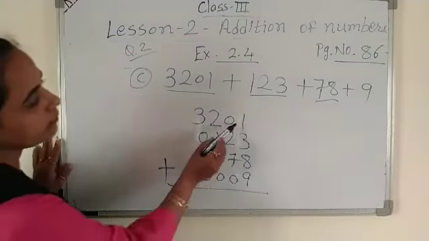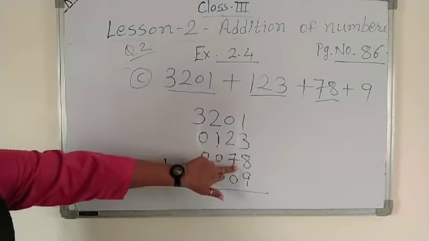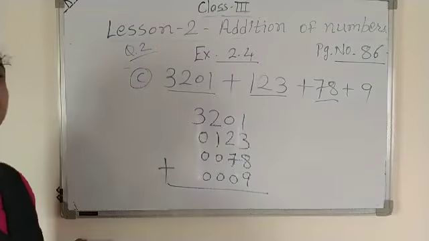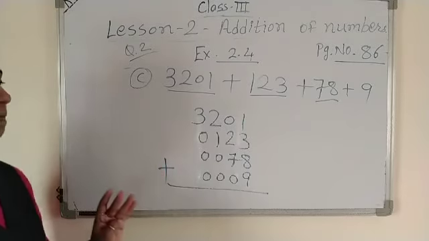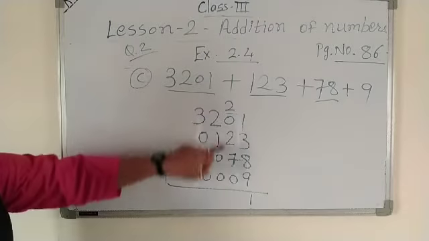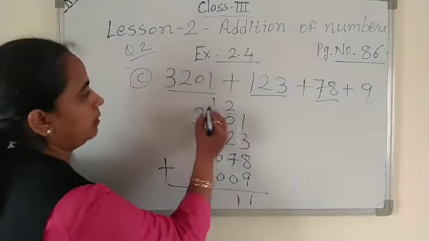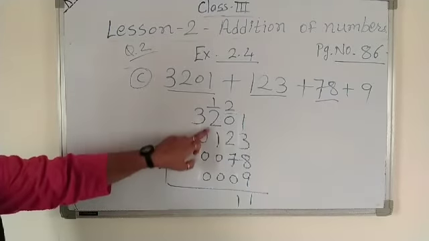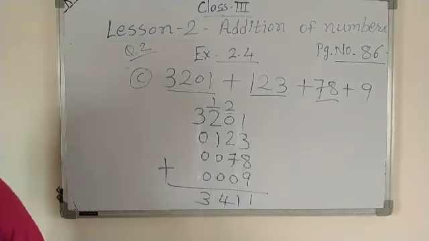Now add, 1 plus 3 plus 8, first 1 plus 3, 4, then 4 plus 8, 12, 12 plus 9, 13, 14, 15, 16, 17, 18, 19, 20, 21, okay? 21, 2, 1, 21, 2, carry forward, okay? Then 2 plus 2, 4, 4 plus 7, 11. Okay, then 1 plus 2, 3, 3 plus 1, 4. And here 3. So our answer is 3411. This is C.